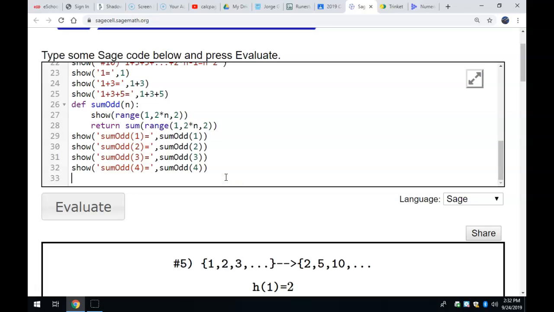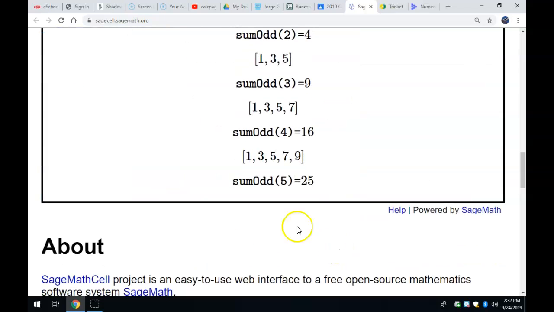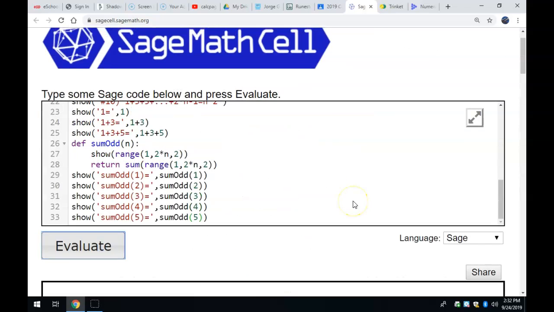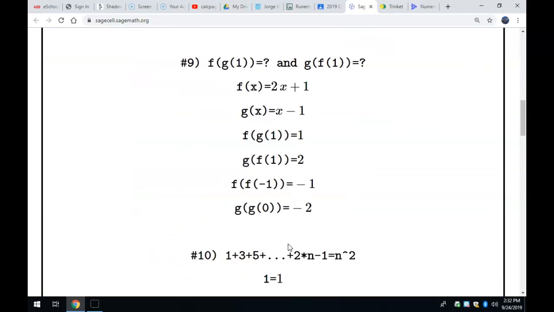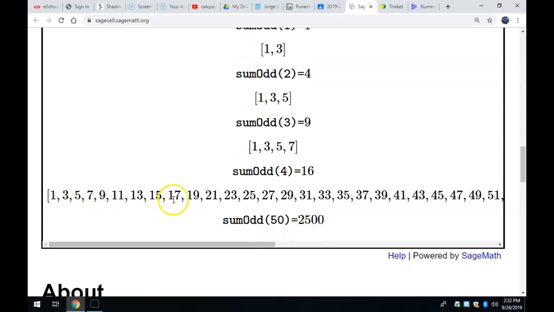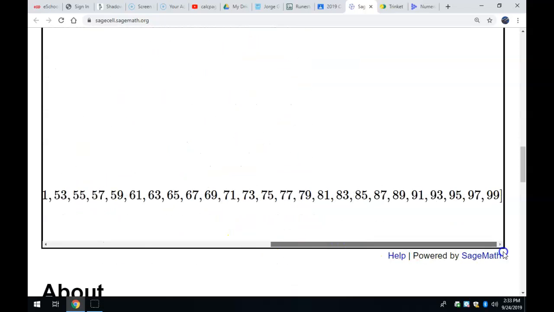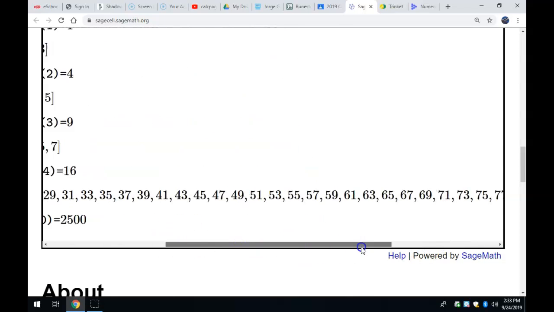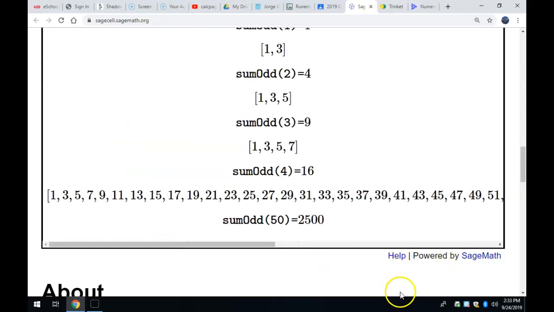And sum 5, for fun, should give me 25, which is 1 plus 3 plus 5 plus 7 plus 9. Let's see if that's right. Which is 25. There you go. Perfect. This is working nicely. All right, let's go crazy. What if we make it, just for fun, 50? The first 50 odd integers add up to 50 squared, which is 2,500. And there they are. Perfect. Nice. I like it.